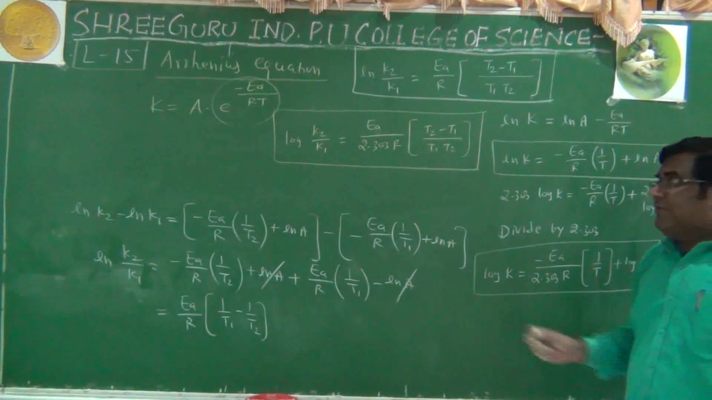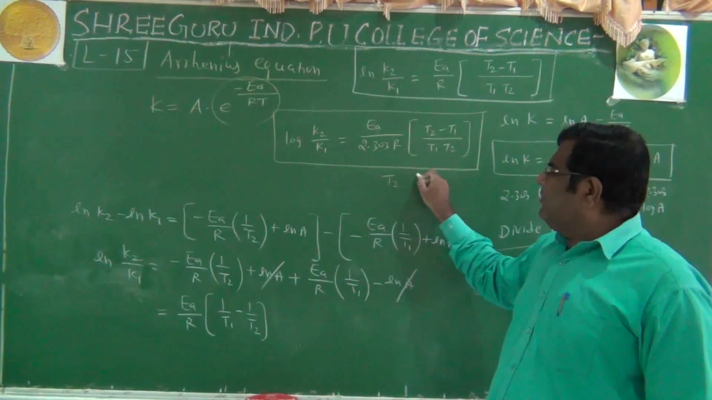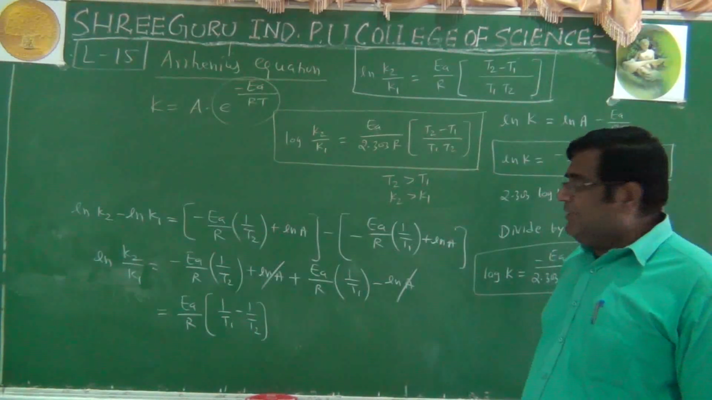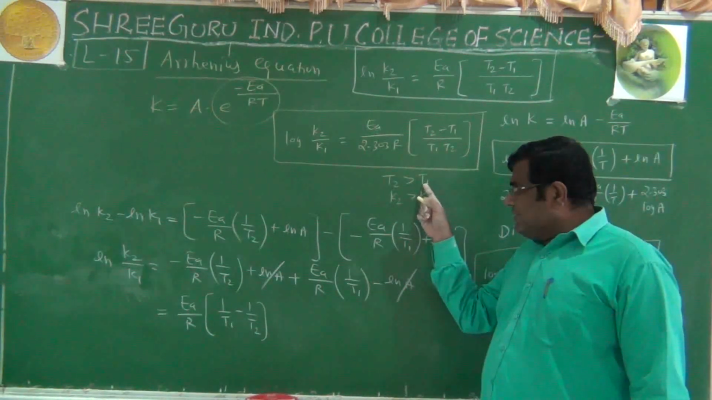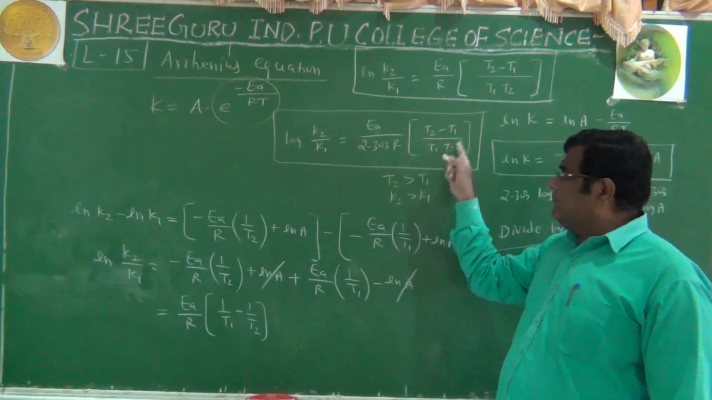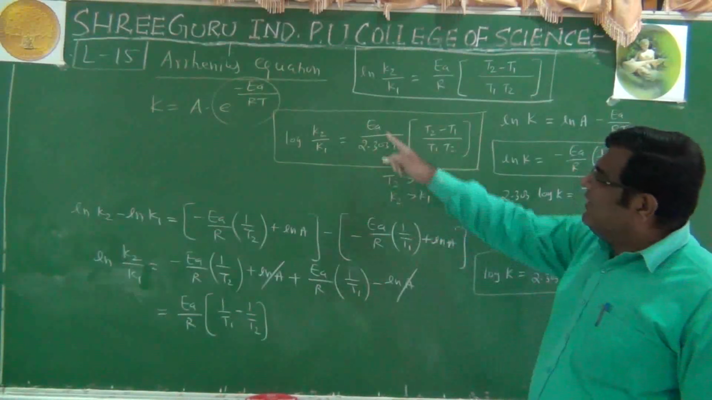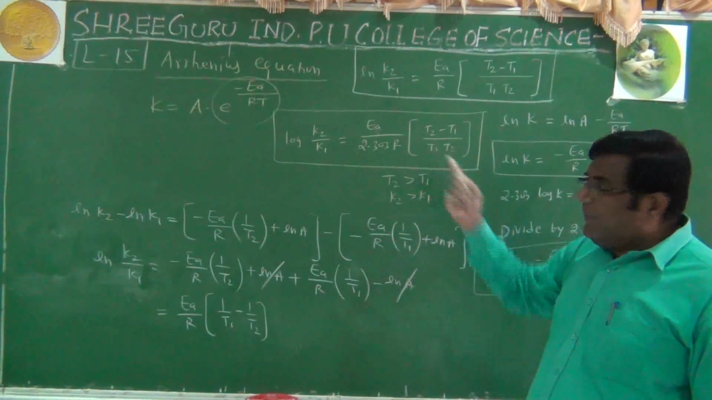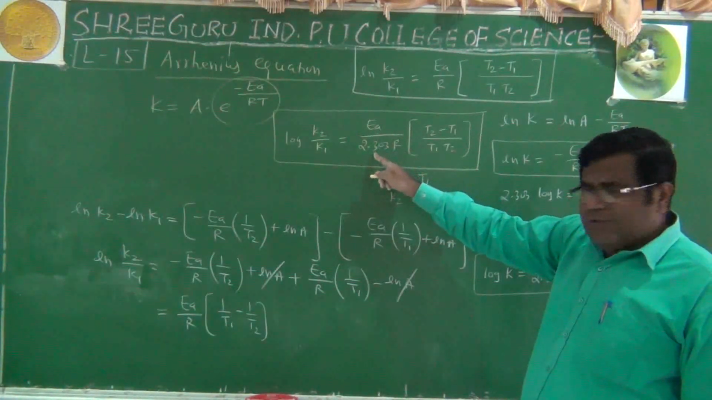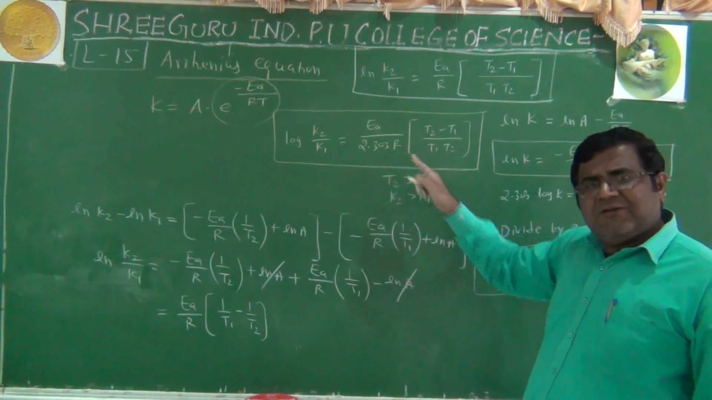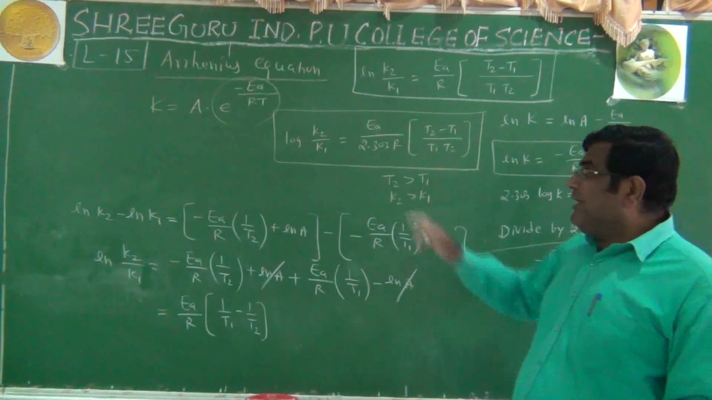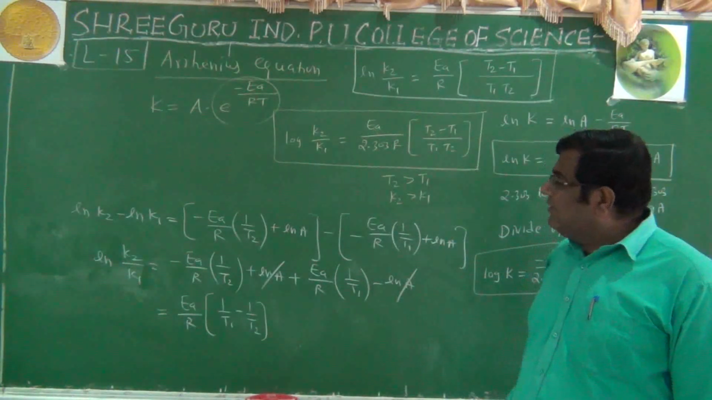So what is the use of this equation? There are two temperatures, T2 and T1, and two rate constants, K2 and K1. T2 is greater than T1, and K2 is greater than K1. If we know these four terms, two temperatures and two rate constants, activation energy can be calculated, because apart from T1, T2, K1, K2, the other terms are 2.303, which is a constant, and R, which is again a constant term. So these equations are very useful in the calculation of the activation energy of the reactant.